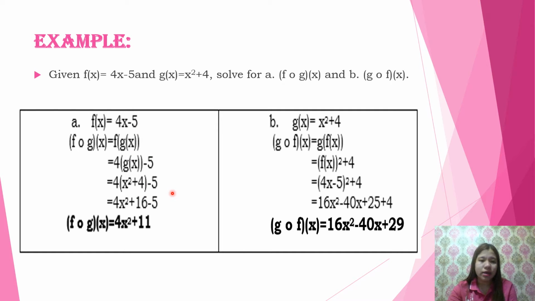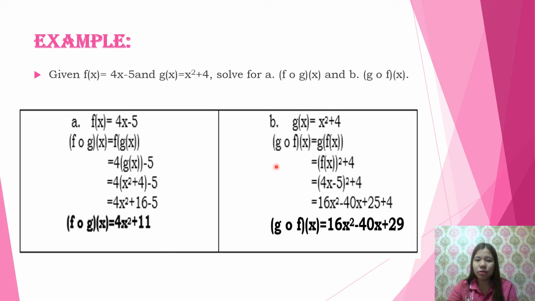Then evaluate the process. So we have 4 times x squared is 4x squared, and 4 times 4 is 16, and then minus 5. Combining like terms, we have here 4x squared, and 16 minus 5 is 11. So therefore, f of g of x is equal to 4x squared plus 11.